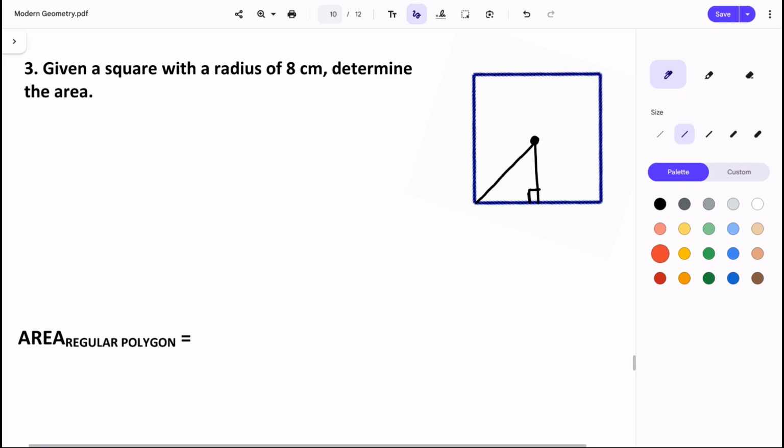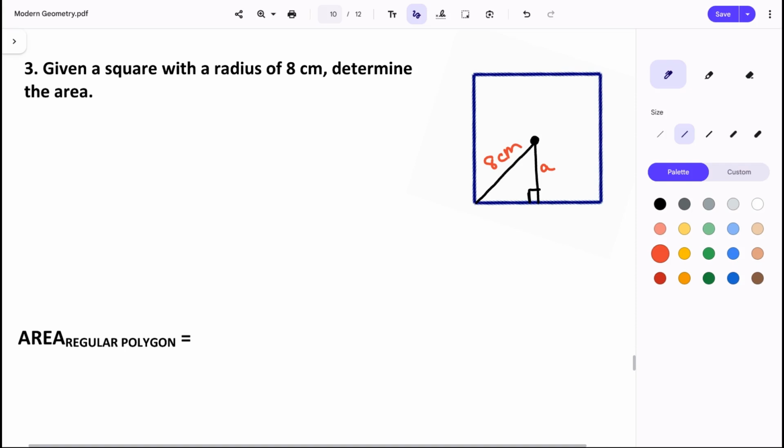What can we label? What information are they giving me? The radius is how much? 8. So where does that go on my picture? On the hypotenuse of the right triangle. Okay, so I don't know apothem, and I don't know my side, so I can't find perimeter right away, but we can work towards it again.